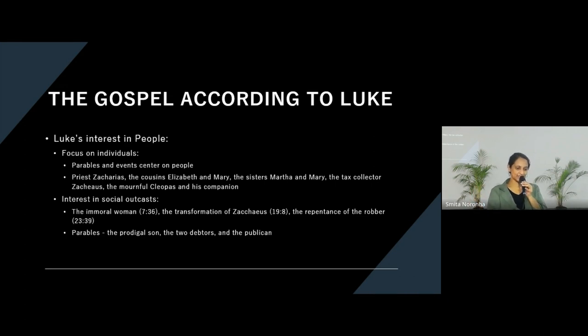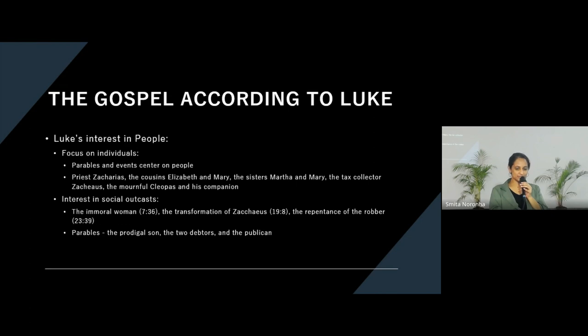We see that in the story of Zacchaeus as well in chapter 19. And we see that also in the repentance of the robber who's crucified with Jesus. So Luke records that story as well for us. So Luke is very inclusive of these people who were socially ostracized at that time in religious circles.